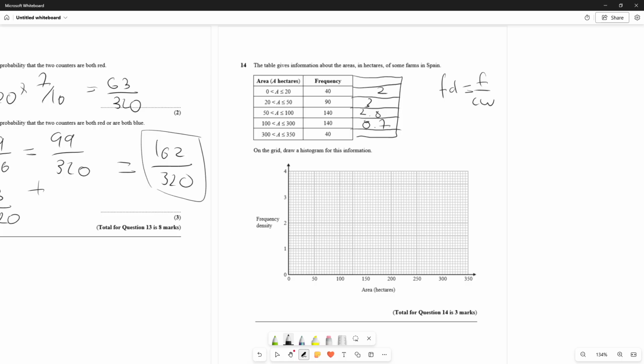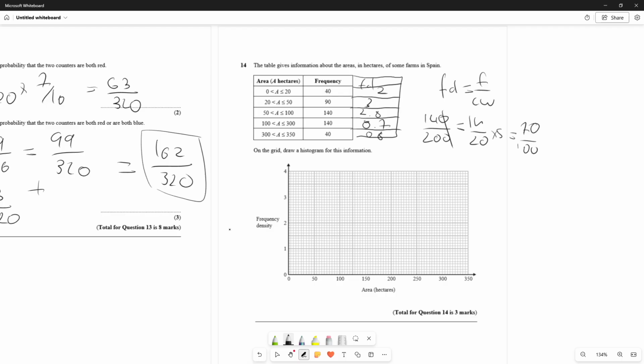Okay, you can figure these out on your own. So for example, 140 over 200, you cross that out. 14 over 20 is equal to 0.7, because you times by 5 to get 70 over 100, which is 0.7. Okay, anyways. Finally, 40 over 50 is 0.8. Now we have the frequency density.